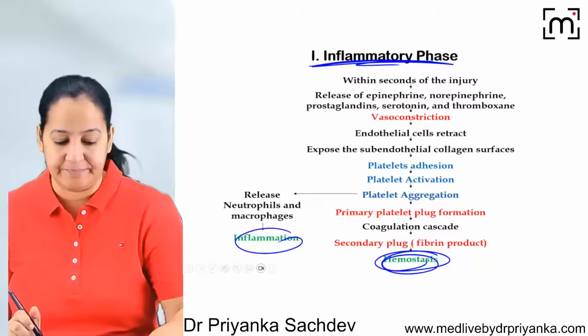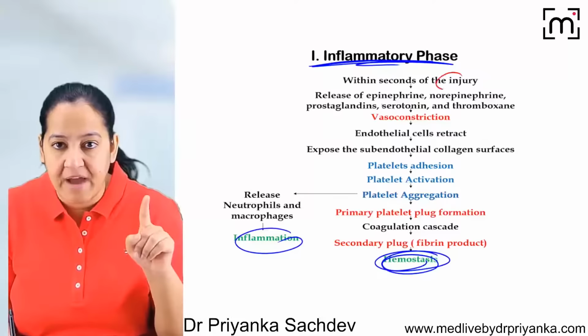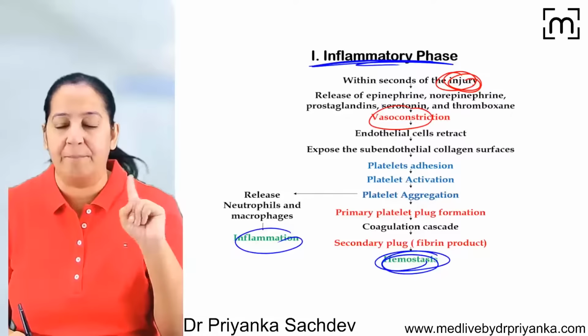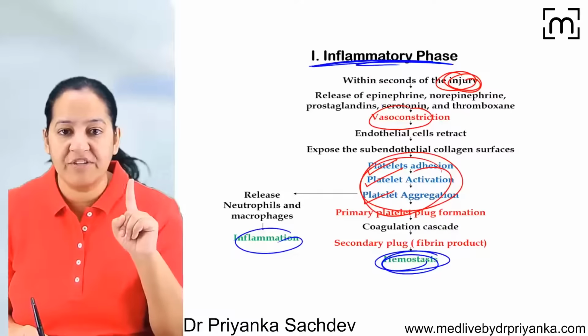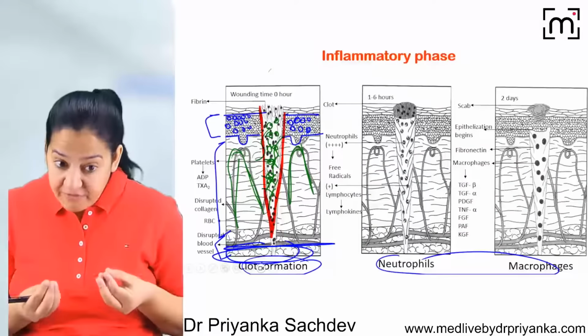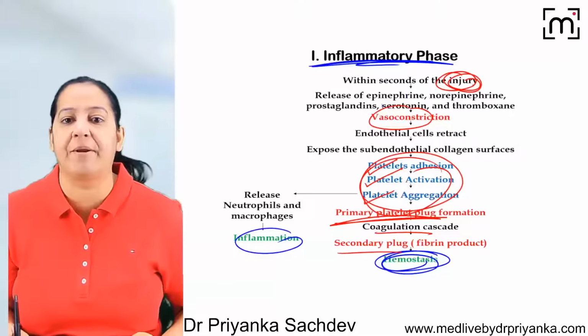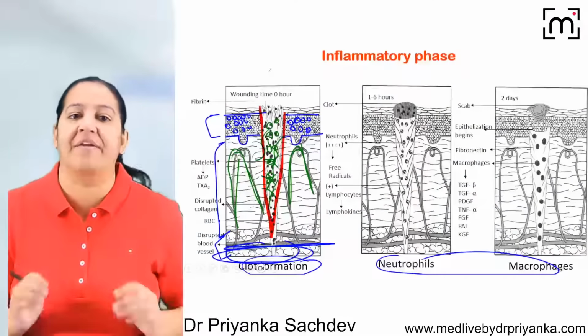That is the inflammatory phase. As soon as we have the injury, the first thing is vasoconstriction, followed by platelet adhesion, platelet activation, platelet aggregation, because of which the platelet clot is formed. The primary clot is made up of platelets, followed by activation of the coagulation cascade. The coagulation cascade will lead to the formation of the secondary plug, that is the fibrin plug. So first the primary clot is formed, then the secondary clot is formed.